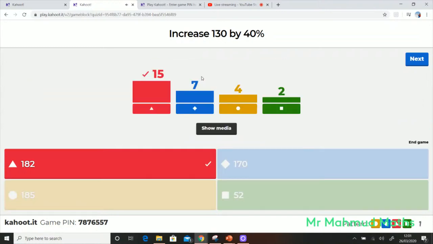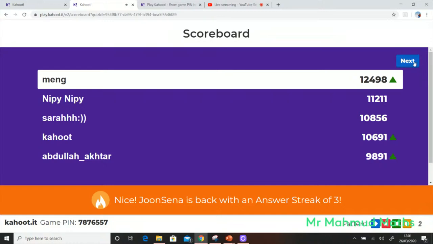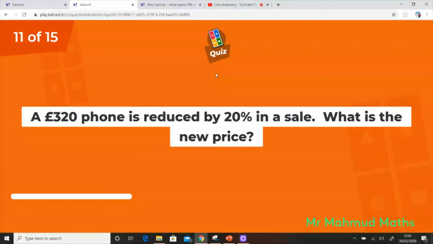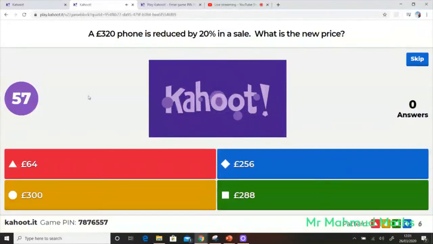Wi-Fi lagging. Okay, 182 was the answer. Who's at the top now? Meng at the top. Ooh, 12,498 points. Brilliant. A £320 phone is 20% off in a sale. What is the new price?